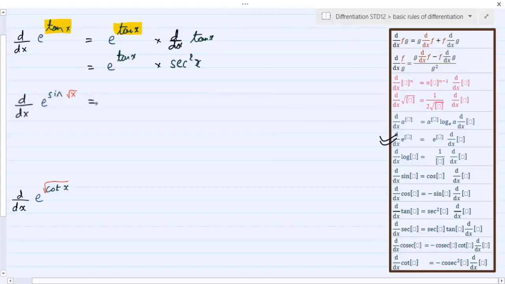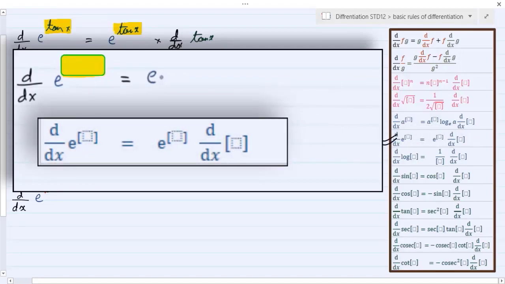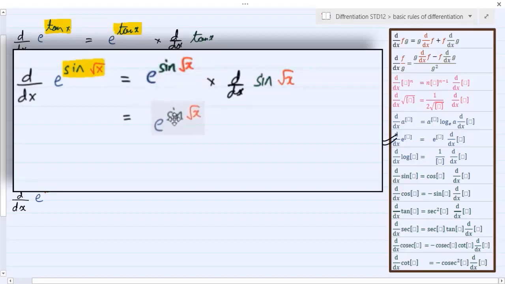So let's quickly move to the next question. We have to differentiate e raised to sine root x. We have a combination of 3 different functions. And the outermost function is e raised to. So let's consider sine root x within the box. In the first step, we just have to differentiate e raised to box, which we all know is e raised to box into d by dx of box. And within the box, we have sine root x. So now, we don't have to worry about this e raised to sine root x. It will be as it is. We just have to differentiate sine root x.